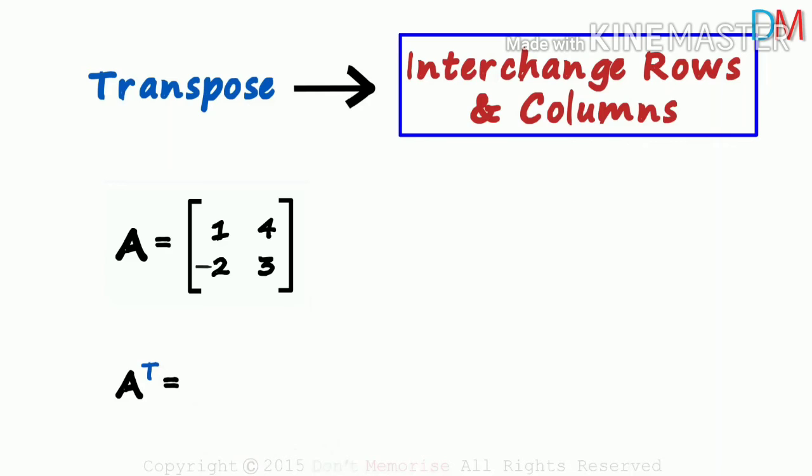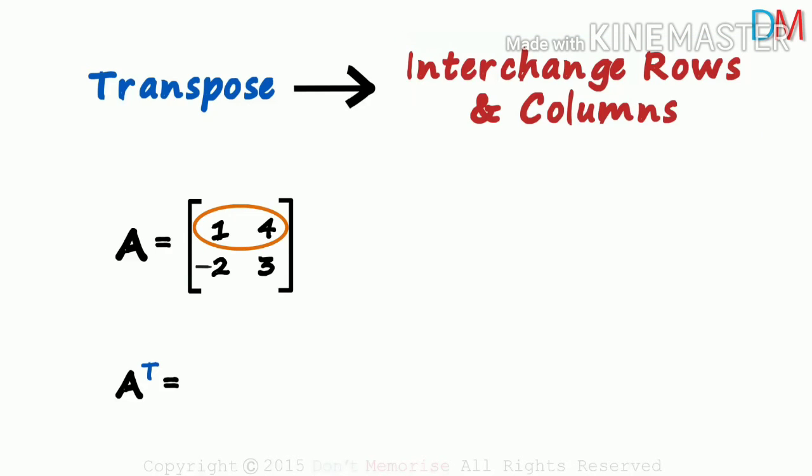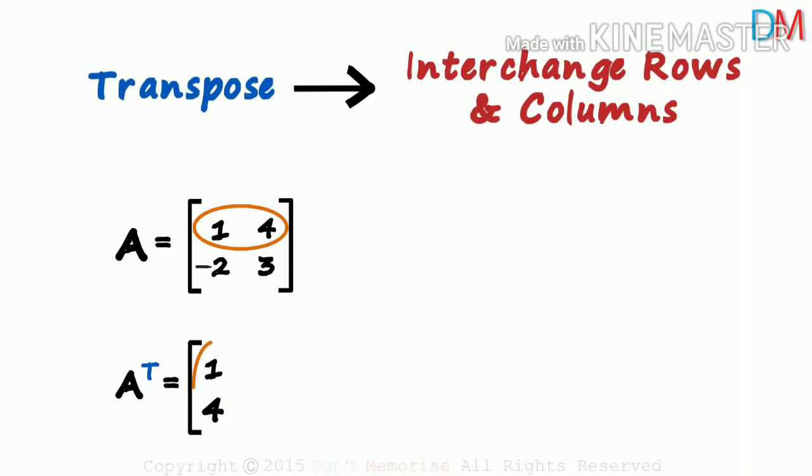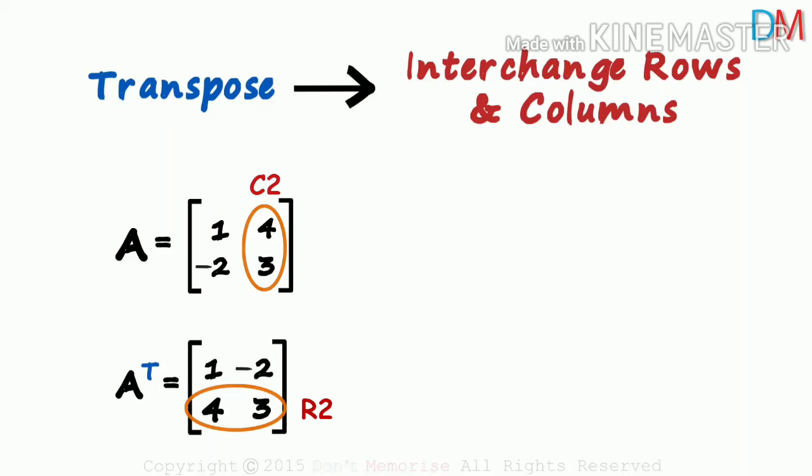We need to interchange the rows and columns. The first row becomes the first column. The first row is 1, 4. So the first column of the transpose will be 1, 4. The first row became the first column. And the second row of the matrix will become the second column of its transpose. The second row is -2, 3. So the second column of the transpose will be -2, 3. The rows of the matrix become the columns of its transpose. Or we can also say that the columns of the matrix become the rows of its transpose. Column 1 became row 1 and column 2 became row 2.